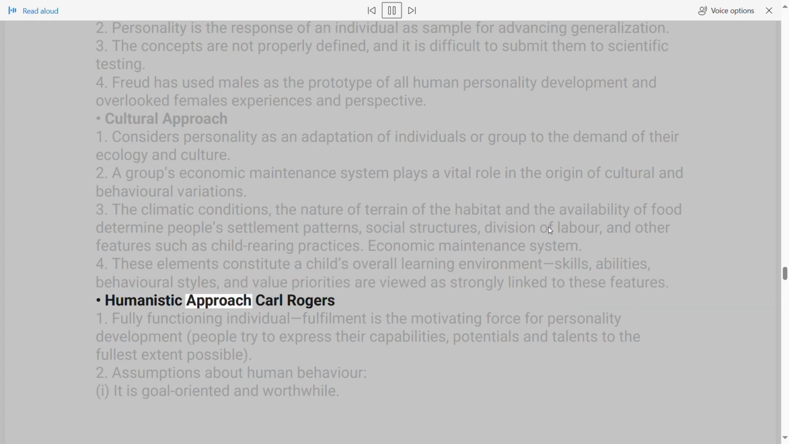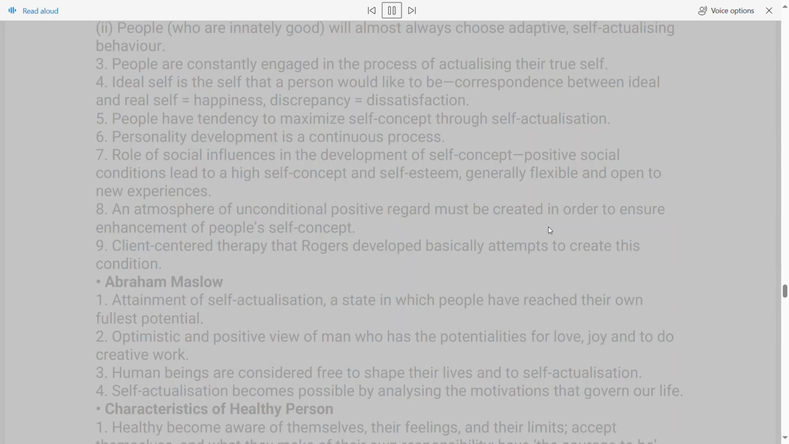Humanistic approach, Carl Rogers. 1. Fully functioning individual: fulfillment is the motivating force for personality development. People try to express their capabilities, potentials, and talents to the fullest extent possible. 2. Assumptions about human behavior. 1. It is goal-oriented and worthwhile. 2. People who are innately good will almost always choose adaptive, self-actualizing behavior. 3. People are constantly engaged in the process of actualizing their true self.